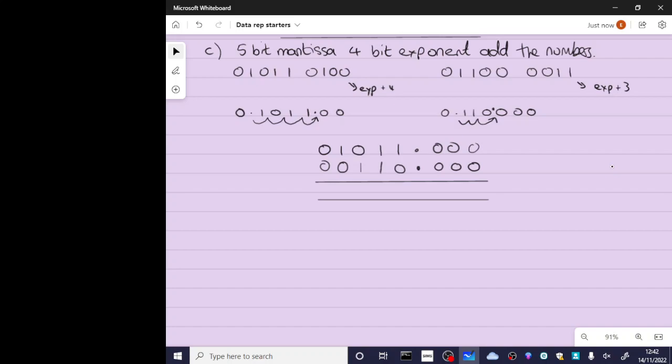Right, so this is quite trivial. So we got 0, 0, 0, point. Right, and then we got 1 and 0 is 1. 1 and 1 is 0, carry 1. 0, 1 and 1 is 0, carry 1. 1, 0 and 1 is 0, carry 1. 0, 0 and 1 is 1.